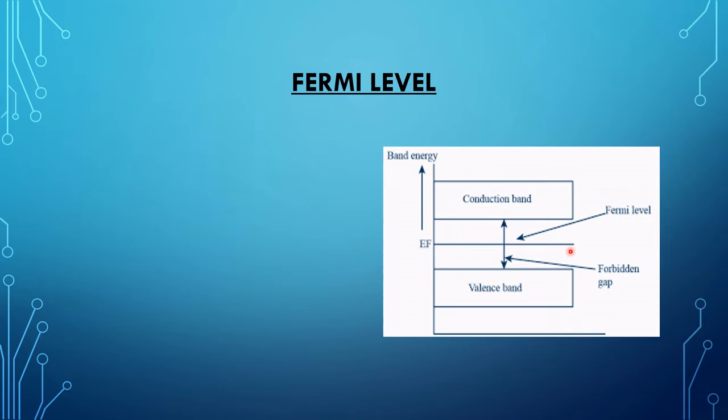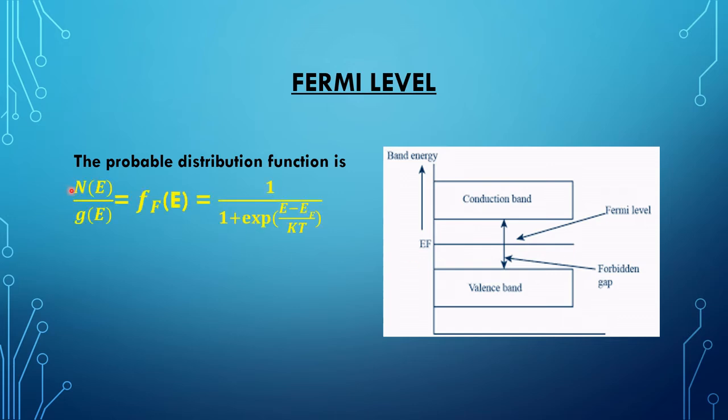How can we represent this probability distribution function? It is represented by N(E) divided by G(E) equal to F(E) equal to 1 divided by 1 plus exponential (E minus EF) by kT, where EF is called the Fermi energy. EF is called the Fermi energy. This is the energy which lies between the conduction band and the valence band.